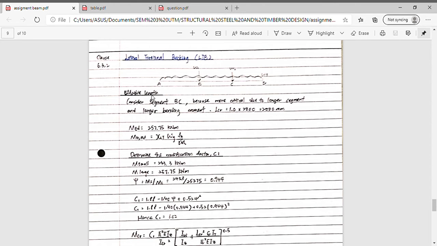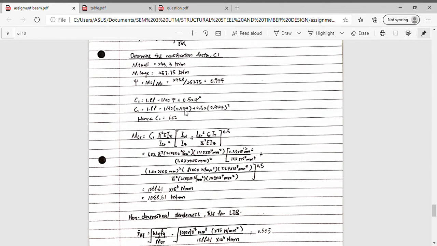First calculate the effective length. I consider segment BC more critical, with a larger bending moment. By using this formula, I get the LCR as 2000 millimeters. First I will determine C1 by using these two data, the lower bending moment and the larger bending moment, and C1 is 1.02. Then substitute into the formula for MCR with all the data to get the answer.